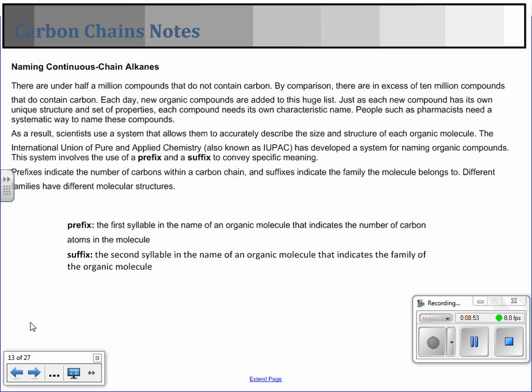The International Union of Pure and Applied Chemistry, also known as IUPAC, has developed a system of naming organic compounds. The system involves the use of prefixes and suffixes to convey a specific meaning. Prefixes indicate the number of carbons within a carbon chain, and suffixes indicate the family of molecule that it belongs to. Different families have different molecular structures. So a prefix is the first syllable in the name of an organic molecule that indicates the number of carbon atoms in a molecule, and the suffix is the second syllable in the naming of an organic molecule that indicates the family of organic molecule.